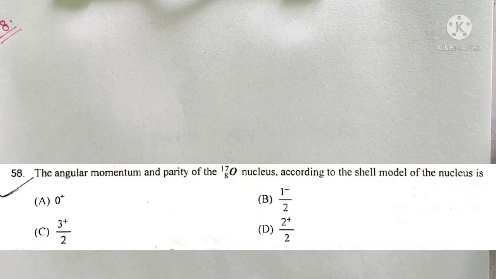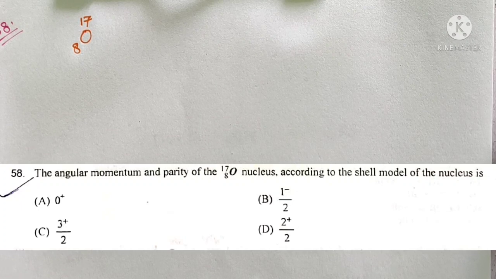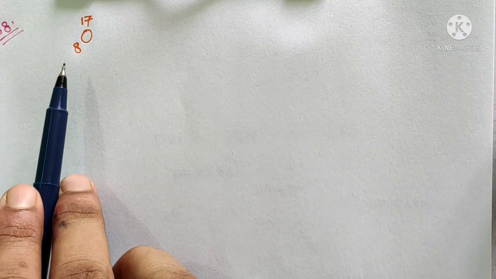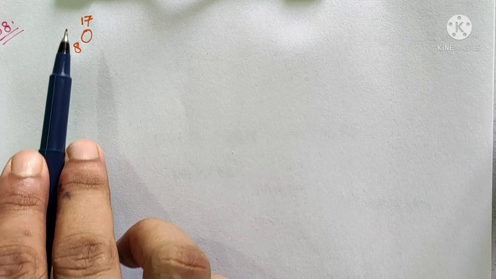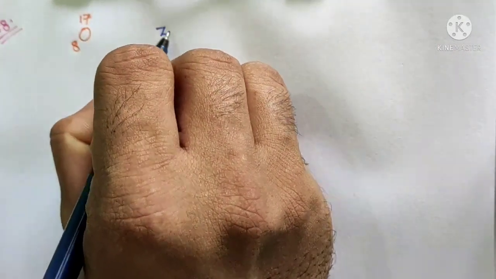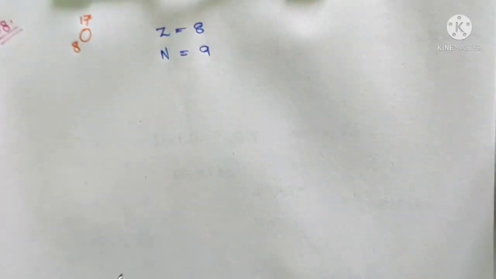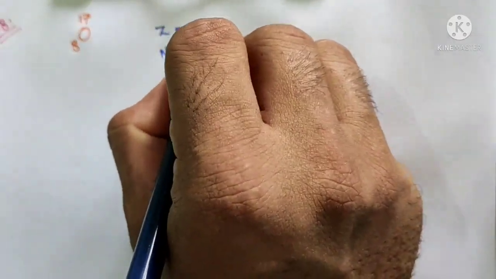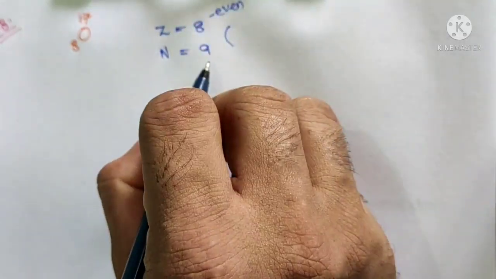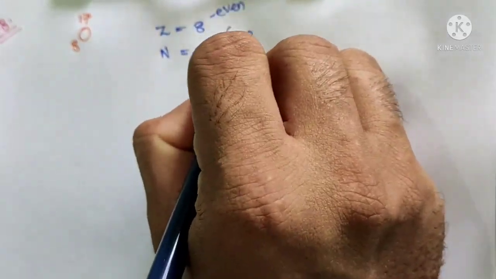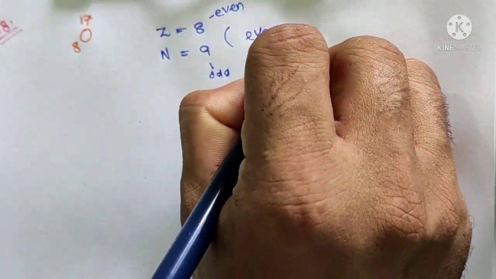Question number 58. The angular momentum and parity of the oxygen nucleus according to the shell model of the nucleus is. We have to find the angular momentum and parity for this given element, oxygen 17. Here Z is 8 and number of neutrons N equals 9. So Z is even, N is odd, so it is an even-odd nucleus.